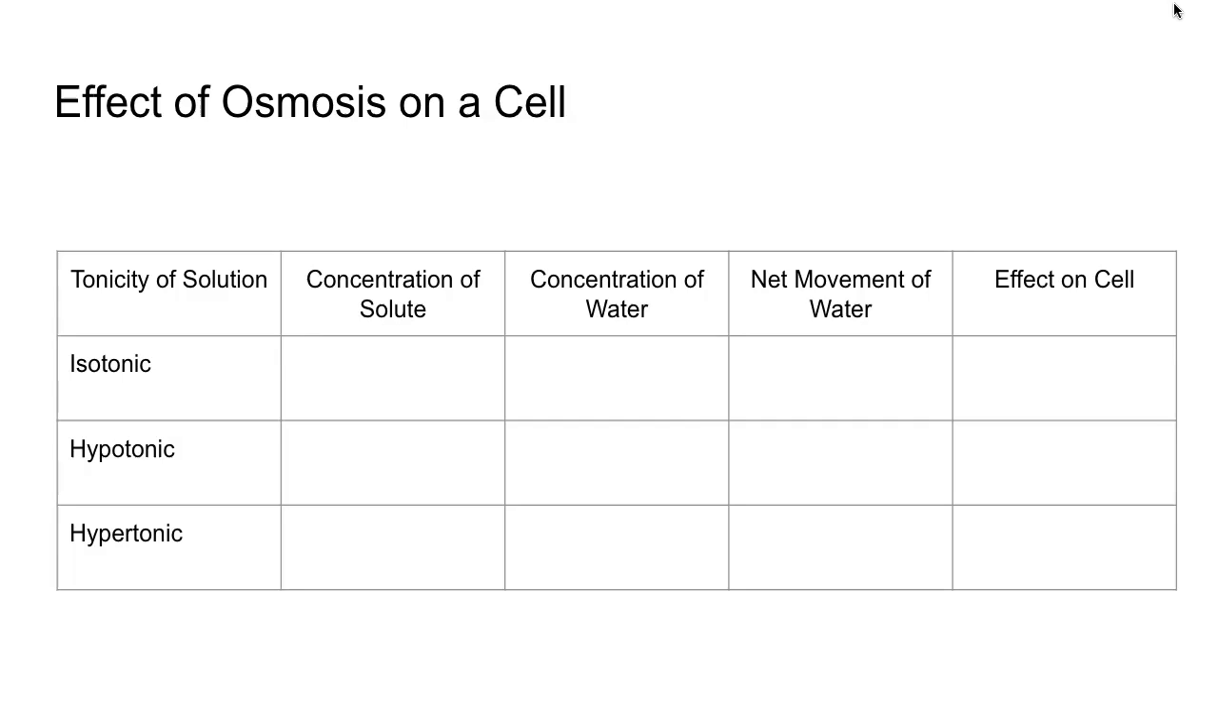So for the first couple columns, I'm just looking for things like it's more than the cell, less than the cell, same as. Alrighty, let's go through this one. So in an isotonic solution, the concentration of the solute is what compared to the cell?